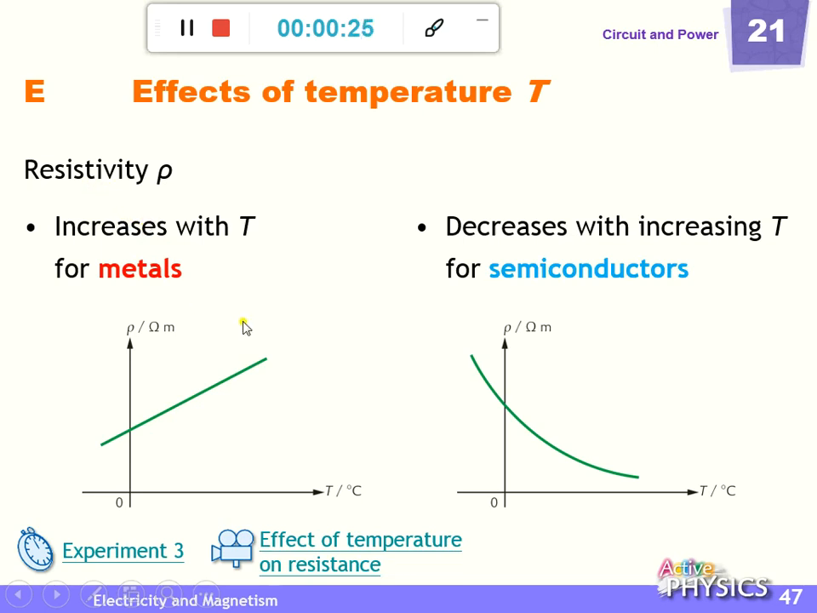Look at this. We have different materials for it. For the metal, resistivity increases with temperature T. Higher in temperature, then the resistivity will be higher. It means that the resistance will be higher at higher temperature. And for the other material, maybe semiconductor, it will be this: increasing in temperature, the resistivity will decrease. In the microscopic view, we will not explain it.